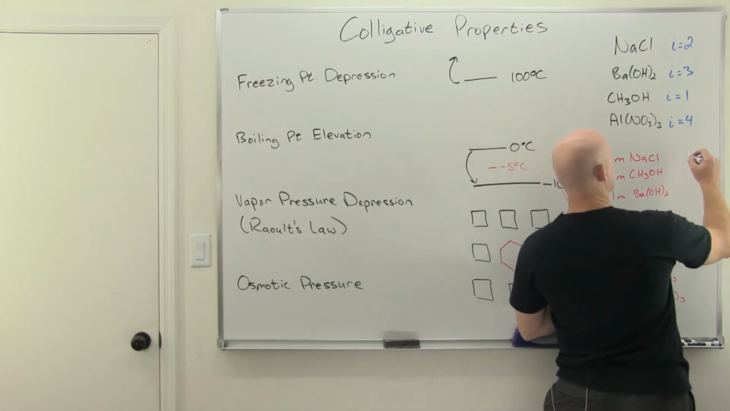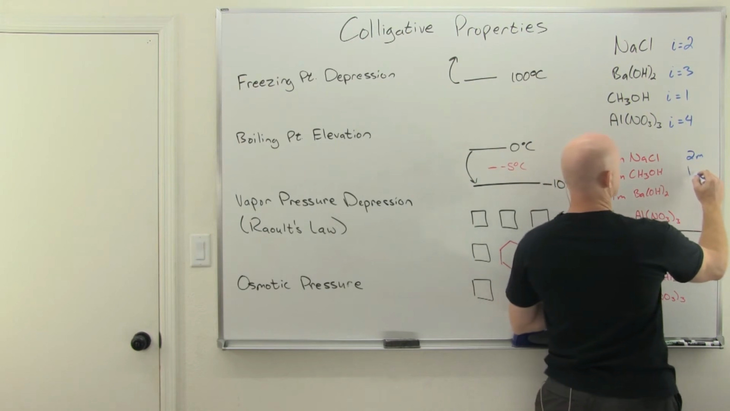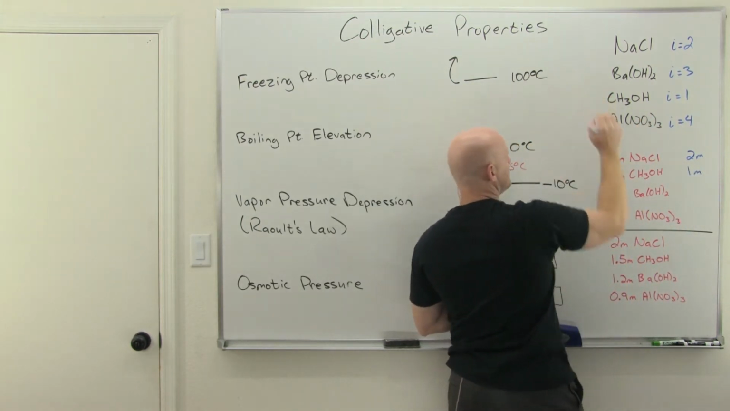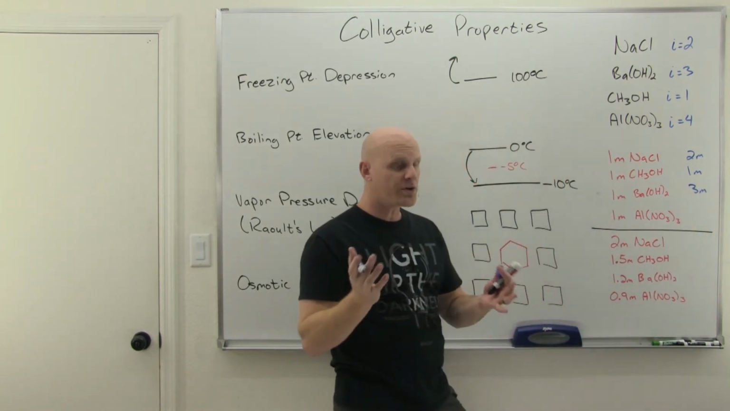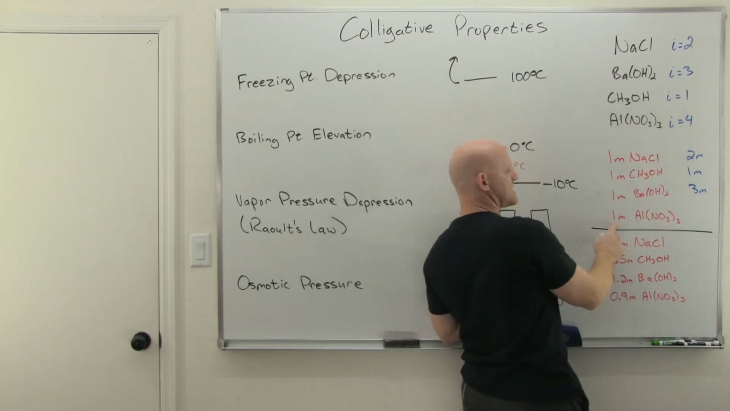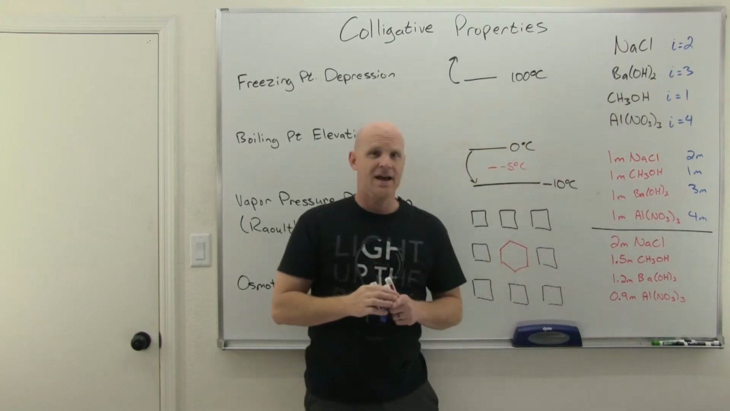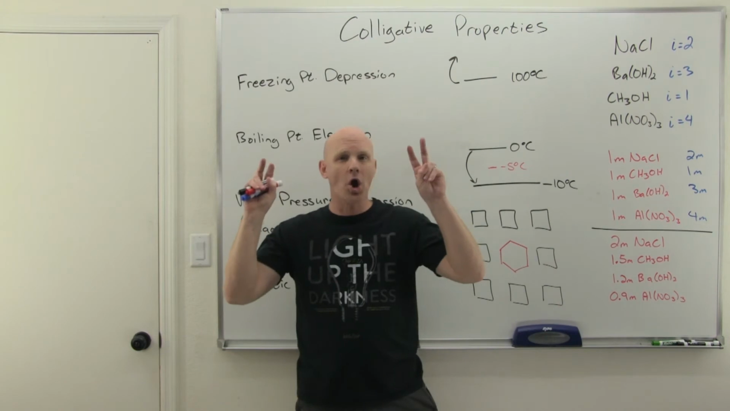And so for NaCl, that total solute concentration would be 2 molal. For the methanol, it would still simply be 1 molal with a Van't Hoff factor of 1. For the barium hydroxide, it would be 3 molal total concentration of ions, of particles, of pieces. And then for aluminum nitrate, with a Van't Hoff factor of 4, 4 times the 1 molal would be a 4 molal concentration. And so the aluminum nitrate is going to have the greatest concentration of particles.